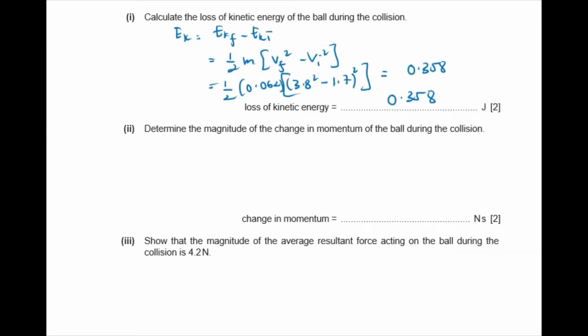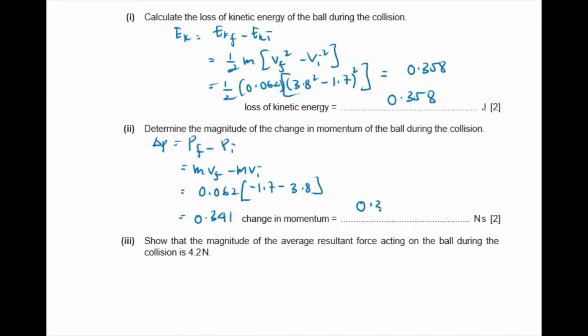B2. Determine the magnitude of the change in momentum of the ball during the collision. So the change in momentum is momentum final minus momentum initial, mv final minus mv initial. The mass is 0.062, final is negative 1.7 because it is in the opposite direction, and initial was 3.8. So the answer, magnitude only, is 0.341 Newton second.